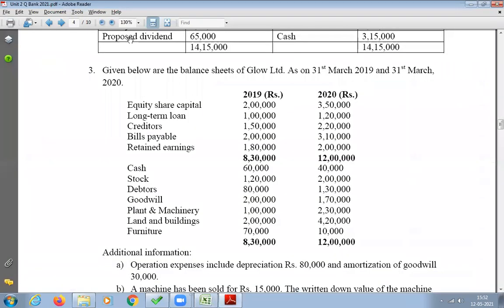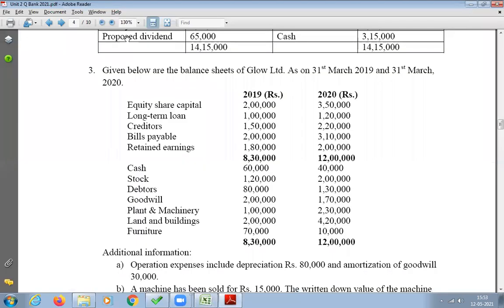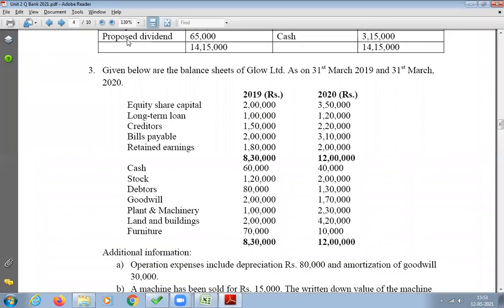Next, what about the loan? Does the loan increase or decrease? Increase, sir, by 20,000. When does it increase? When they have taken an extra loan. Write again, long-term loan borrowed. How much? 1 lakh minus 1,20,000, so the difference is 20,000. Loan borrowed. Next, anything else? Preference shares, debentures, nothing is given.